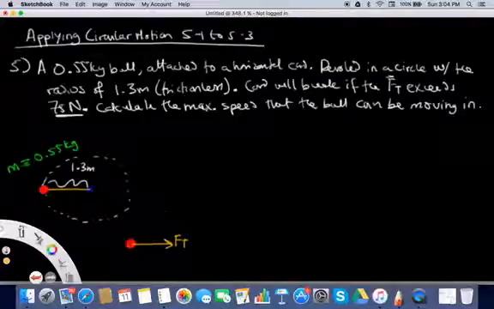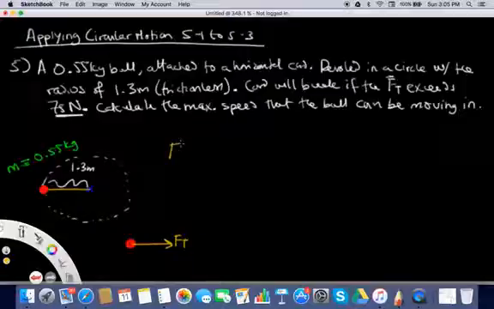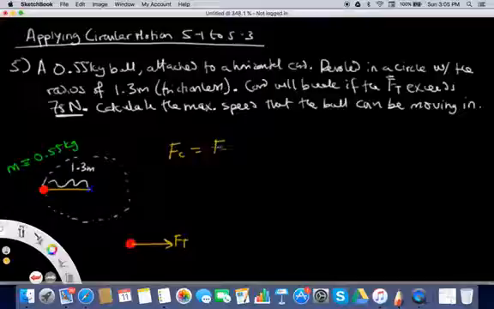So this is where we take into account that we have a tension force going radially inward. So if we were to draw an F net equation, or derive an equation from this, it would be that our centripetal force equals our tension force.